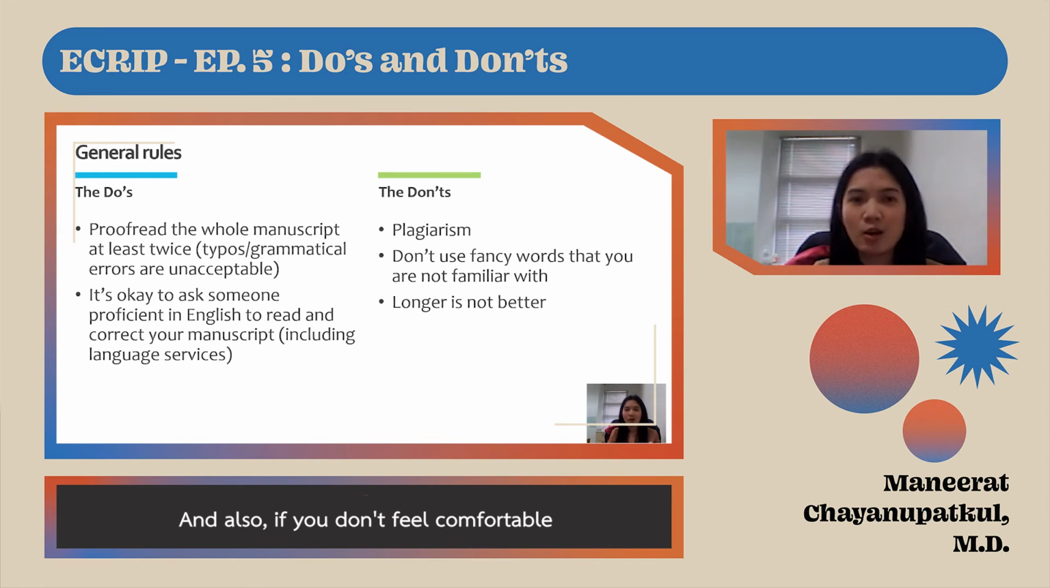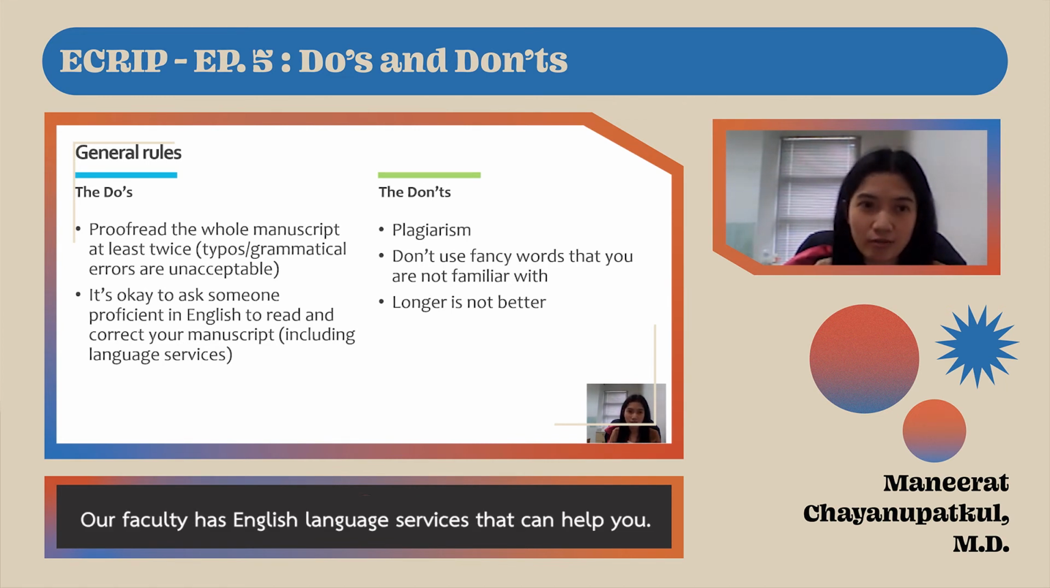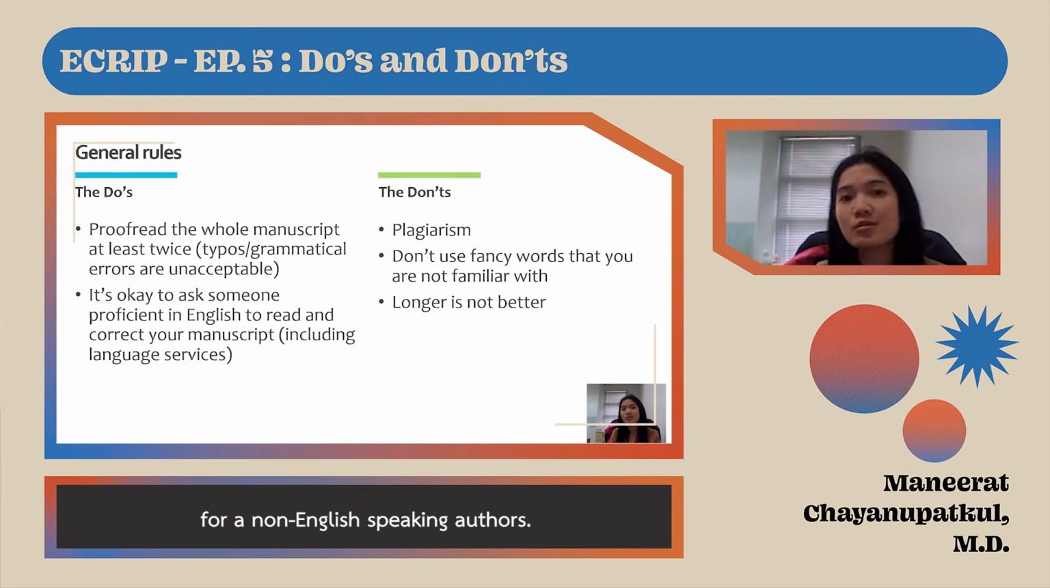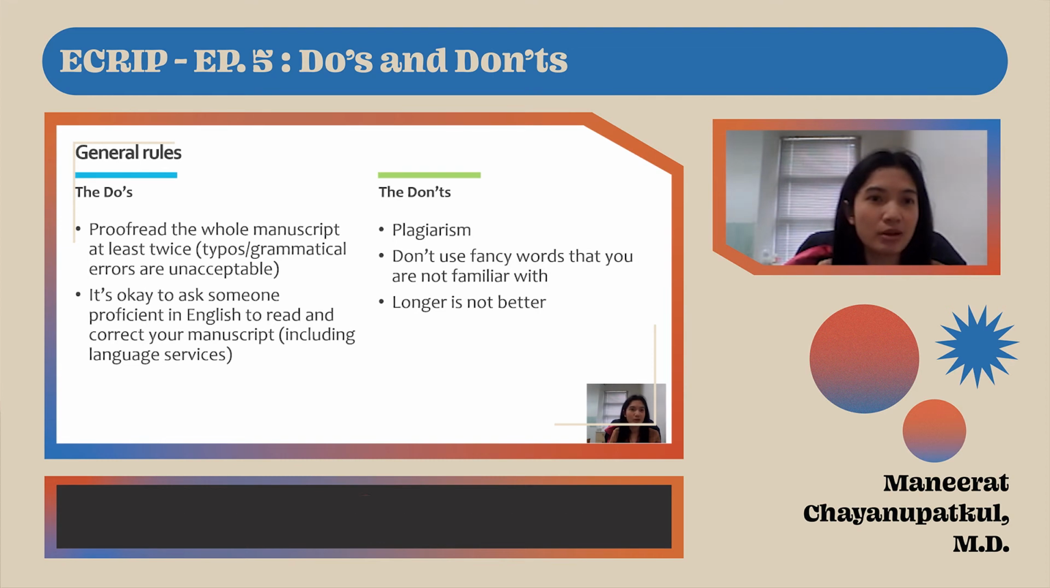And also, if you don't feel comfortable with your English or your writing, ask someone else who's proficient in English to read it and correct your manuscript. Or you can also use language services. Our faculty has English language services that can help you. Some journals also provide language services for non-English speaking authors. So you can use that kind of service if you think your writing skills are not perfect yet.